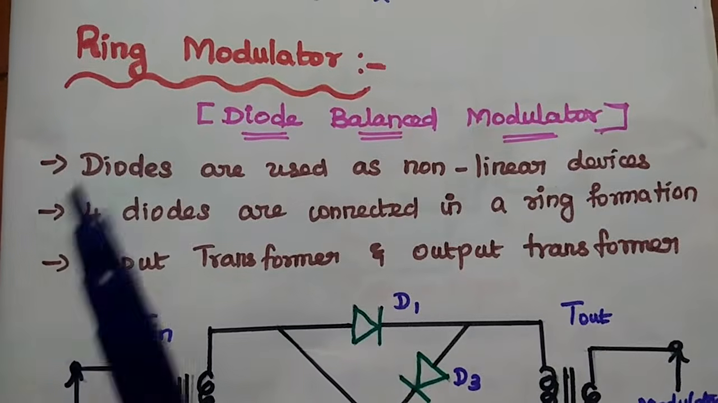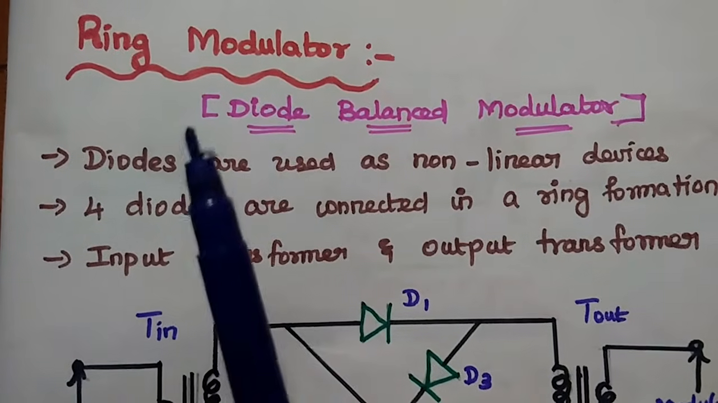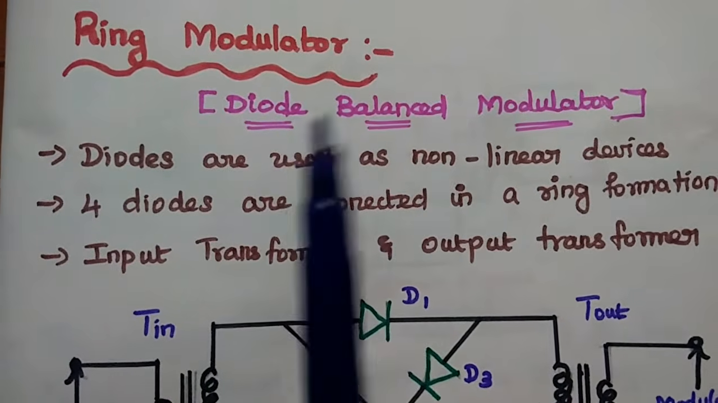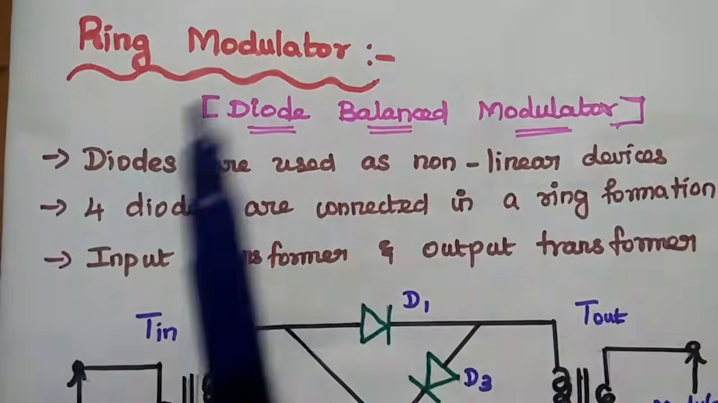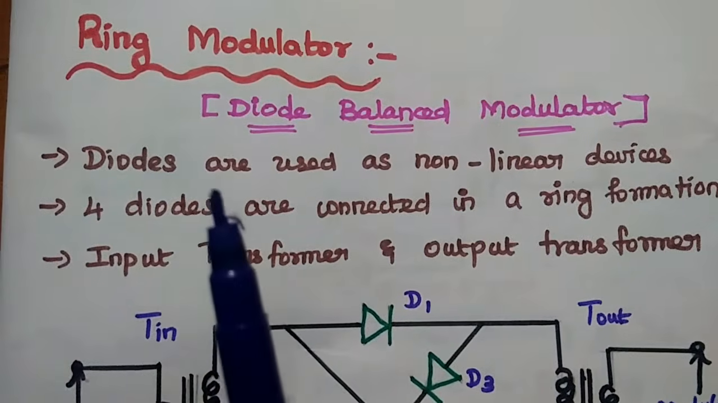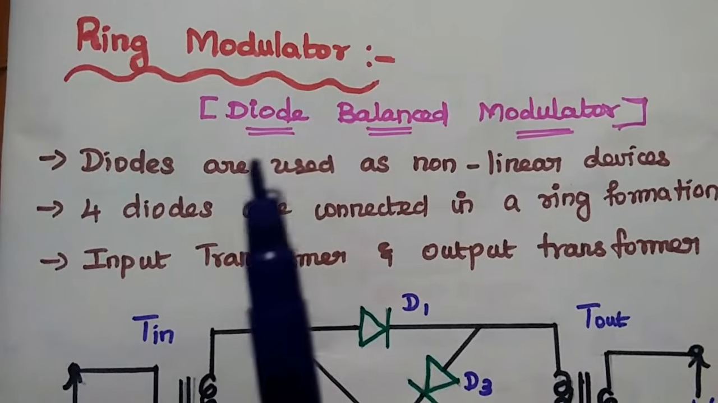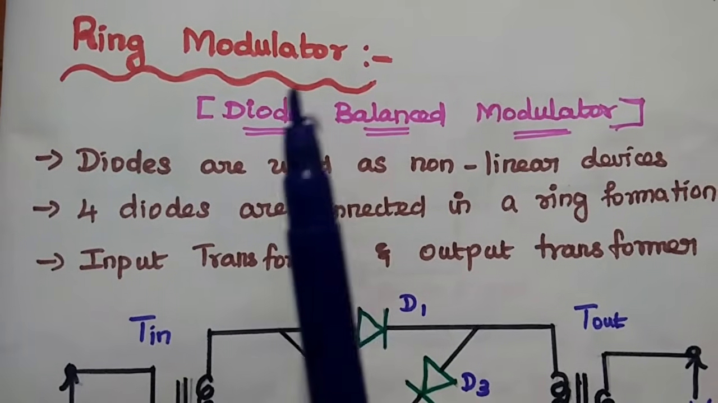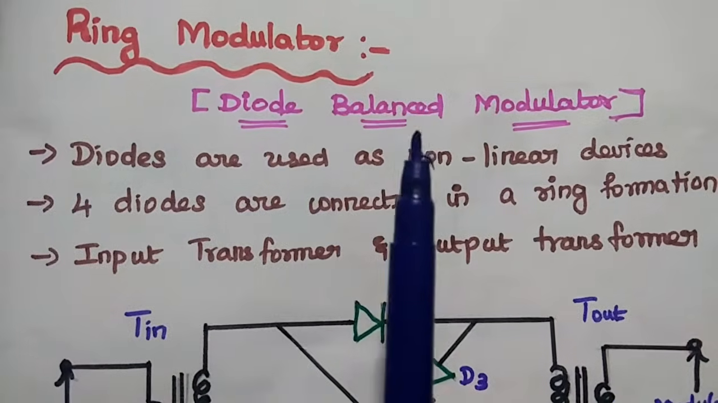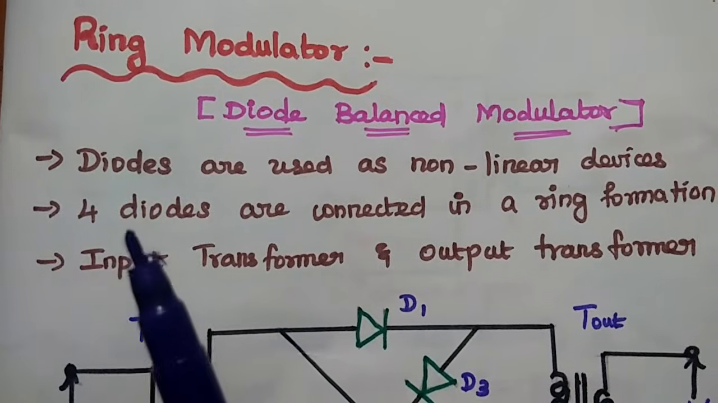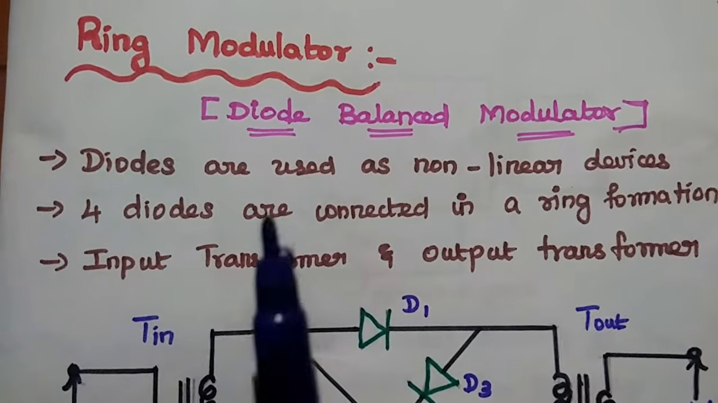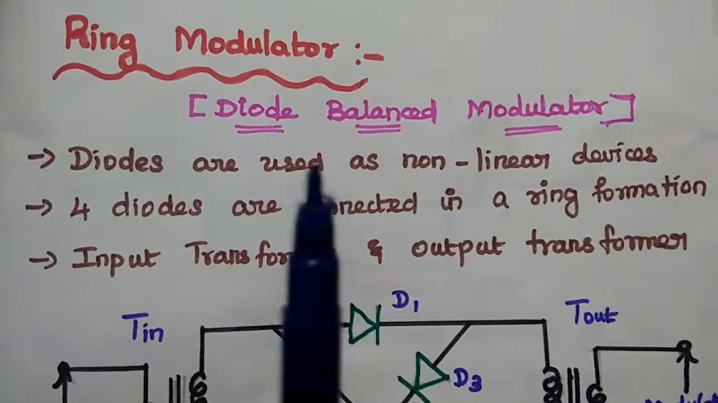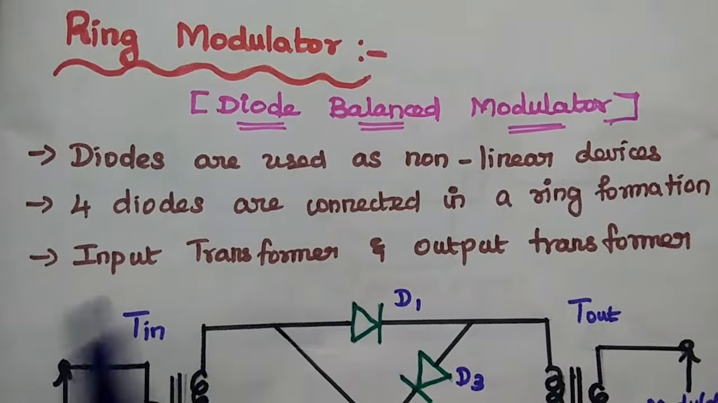So next one is the ring modulator. Ring modulator is also called a diode balanced modulator. So in this modulator we are going to use a diode as a non-linear device. Hence it is called a diode balanced modulator. Here we are going to connect 4 diodes in a ring formation. Hence it is called a ring modulator.